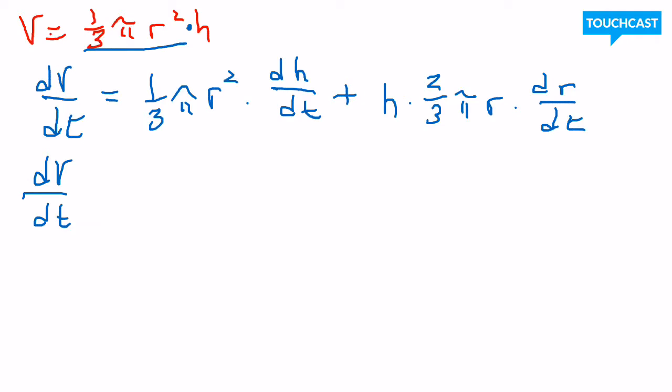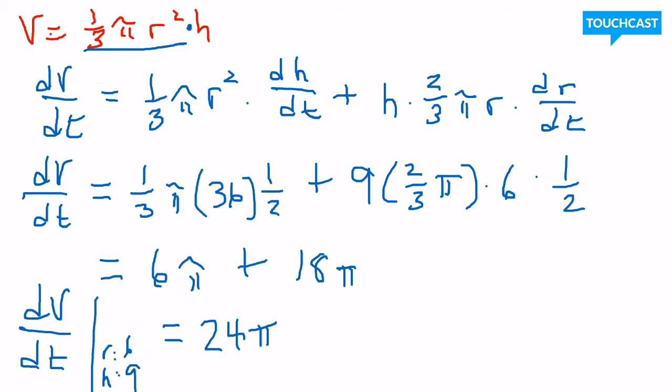And we knew that dh/dt and dr/dt were both 1/2, so watch what happens. I've replaced dh/dt and dr/dt each with 1/2, and I have replaced r with 6 and h with 9, and I can simplify. I would say dV/dt at the moment when r is 6 and h is 9 is equal to 24 pi. They already gave me the units in the original problem statement, so I know the units are cubic centimeters per second.